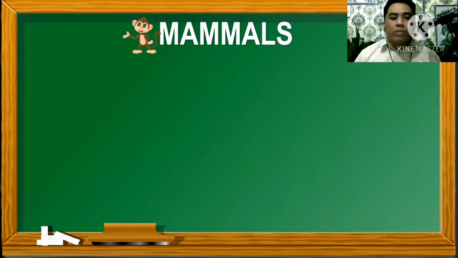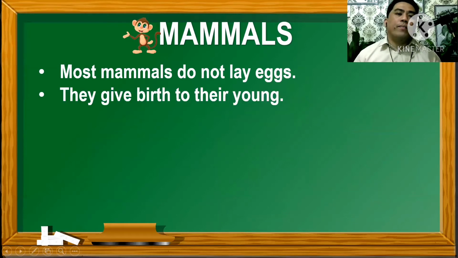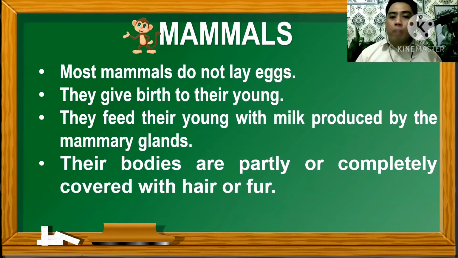So class, always remember that mammals or most mammals do not lay eggs. Most of the mammals are born alive. They give birth to live young, okay? They feed their young with milk produced by the mammary gland. Their bodies are partly or completely covered with hair or fur.